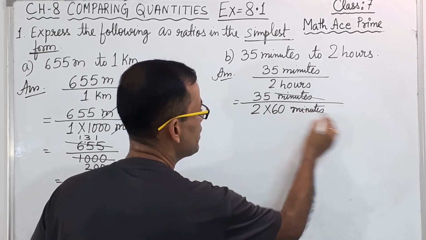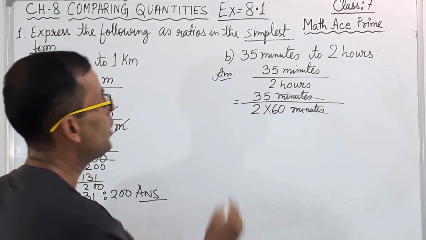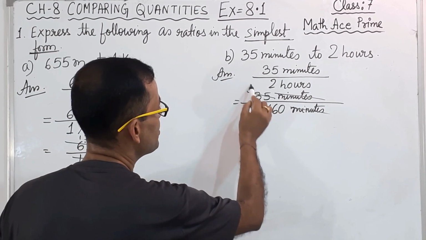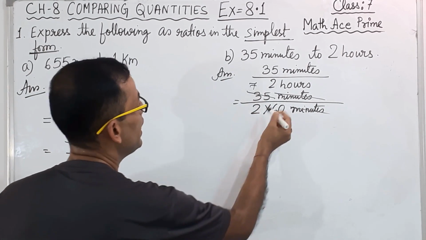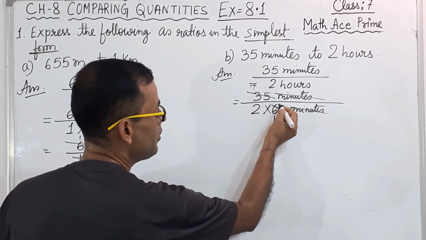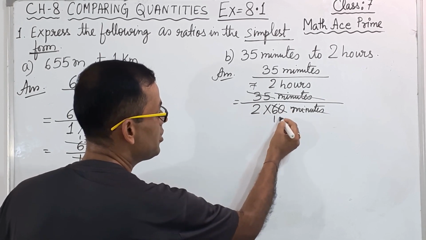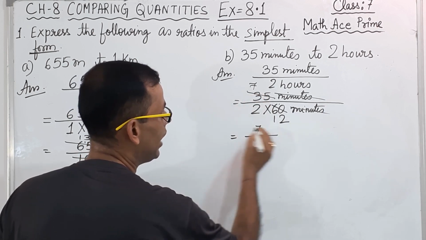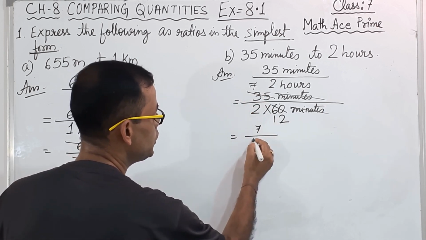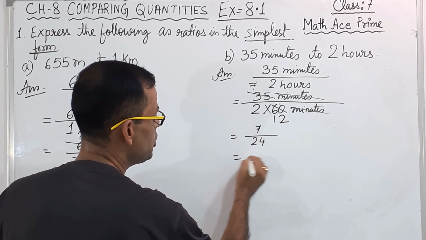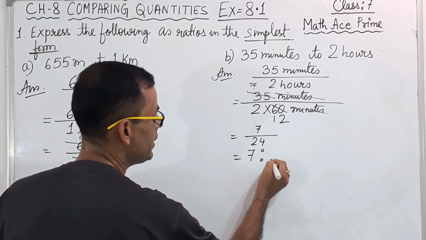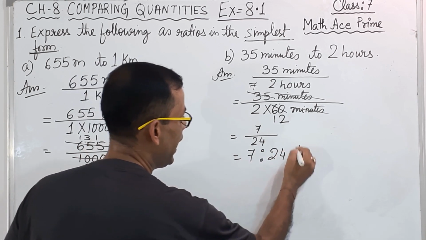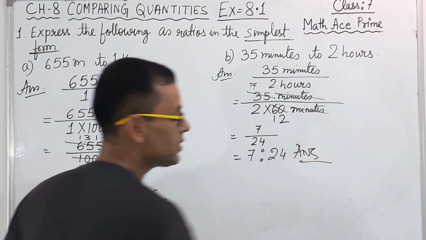Now minutes cancels. Okay, now I can cancel again. 5 sevens are 35 with 5. Again this one, 5 ones are 5, 1 extra, so it becomes 10. 5 twos are 10. So what you get upside, 7, and downside 2 into 12. 2 into 12 is what? 24. So this one can you write? 7 is to 24, and this is the answer.